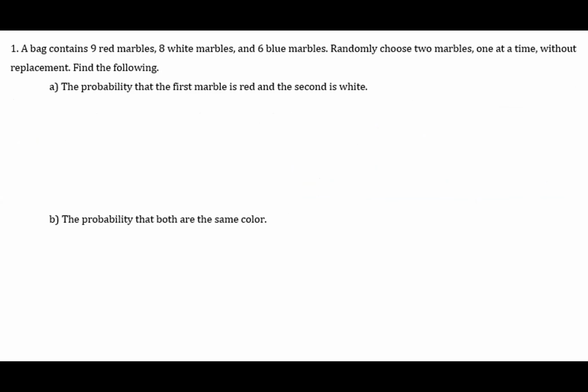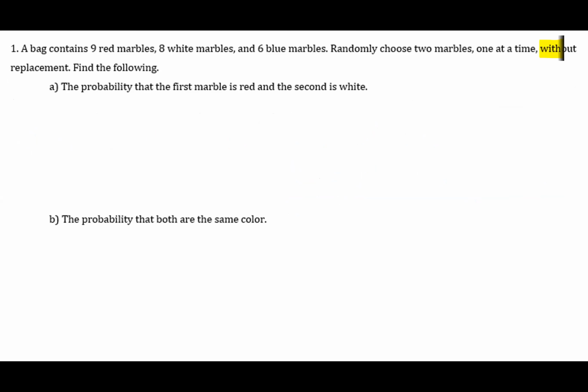Okay, so now it says a bag contains 9 red marbles, 8 white marbles, and 6 blue marbles. Randomly choose 2 marbles one at a time without replacement. Find the following: the probability that the first marble is red and the second marble is white.